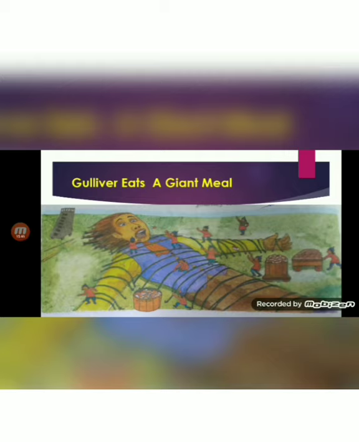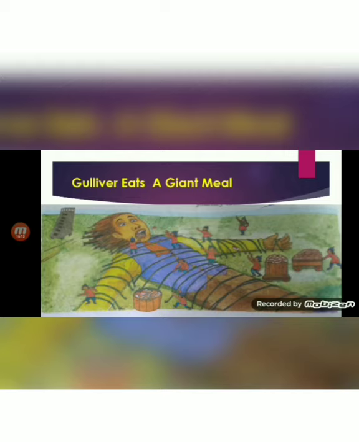So, children, how do they feed the food to Gulliver? They are feeding bread to Gulliver. Bread was thrown into Gulliver's mouth, and the bread of the Lilliputians was very tiny, small as bullets. So 2 to 3 loaves at a time he ate because the bread slices were too small.